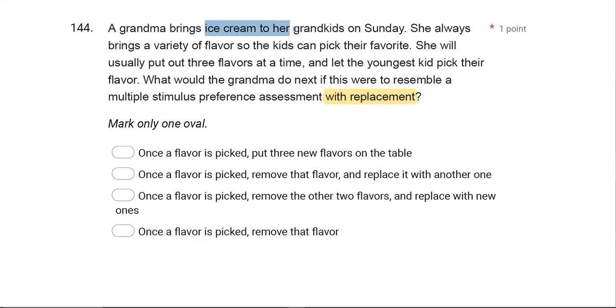So grandma has ice cream, brings it to her kids. She brings a variety. She then puts out 3 flavors at a time. So there's our number of stimuli in our assessments. She lets the youngest kid pick their flavor.